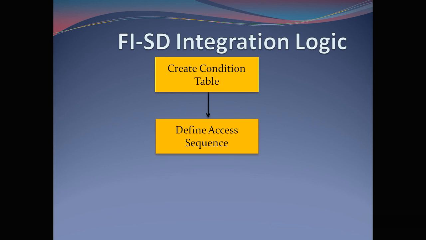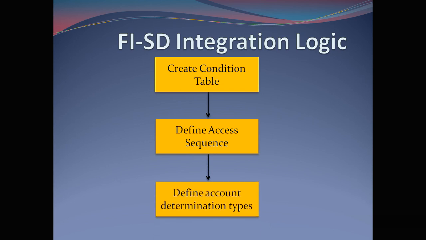Then we define the access sequence. Basically, in the first step, when we created the condition tables, we may have more than one condition table for different cases. Like in the first condition table I have 3 fields, in the second I have 4 fields, in the third table I may have 6 fields. So in different scenarios, system has to check GL account in these different tables. But which table should be checked first and then next, and which one should be the last. All these things are called the access sequence. For that we define the access sequence in the next step.